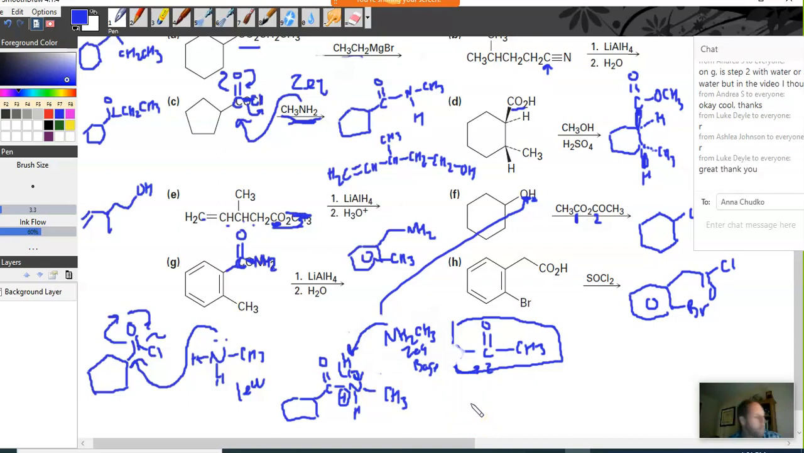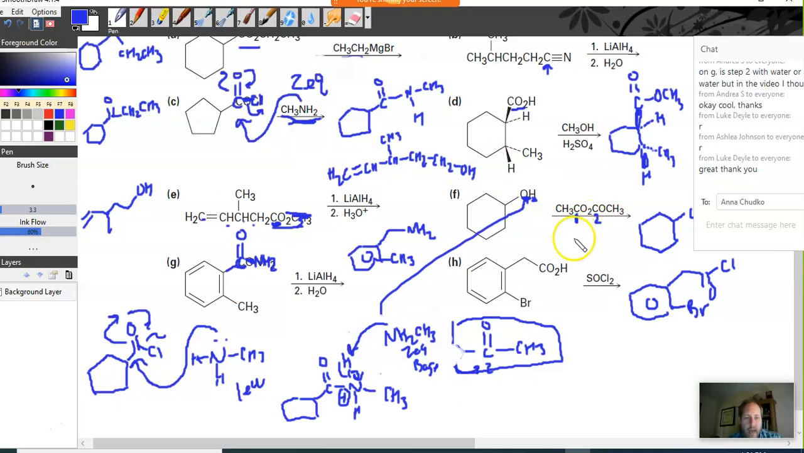Does that make sense, Luke? Yep. So is it really that imperative you show it? If you want to, that's fine. You actually do need that second equivalent there, but it's not in order to form the product. It's just used as a base. And I don't have to add two equivalents to this. I can add this, and then I can add another molecule of a base.